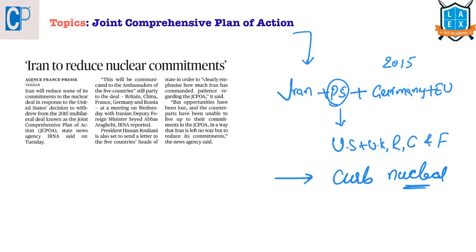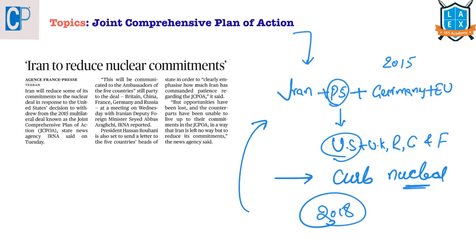Under this deal, Iran agreed to make certain changes to its nuclear program in order to ensure that its nuclear program will not threaten regional stability. In return, the international sanctions that were imposed on Iran will be lifted. But the US withdrew from this Joint Comprehensive Plan of Action in 2018. So now, as a response to that withdrawal of the US, Iran has decided to reduce its commitments to the nuclear deal.